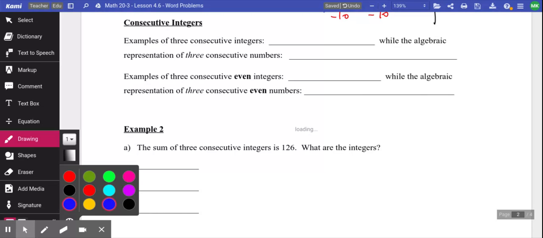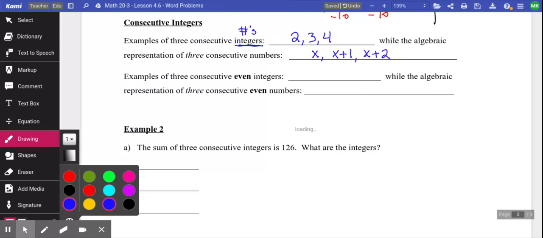The next part will have to do with the words consecutive. So consecutive means like in a row, right? So an example of three consecutive integers means numbers. Examples of three consecutive integers would be 2, 3, and 4, right? Those are consecutive integers. The way that we represent that without numbers is I would say the first number is x, the next number would be x plus 1 more, and the next number would be x plus 2 more, all right? Those are three consecutive integers.